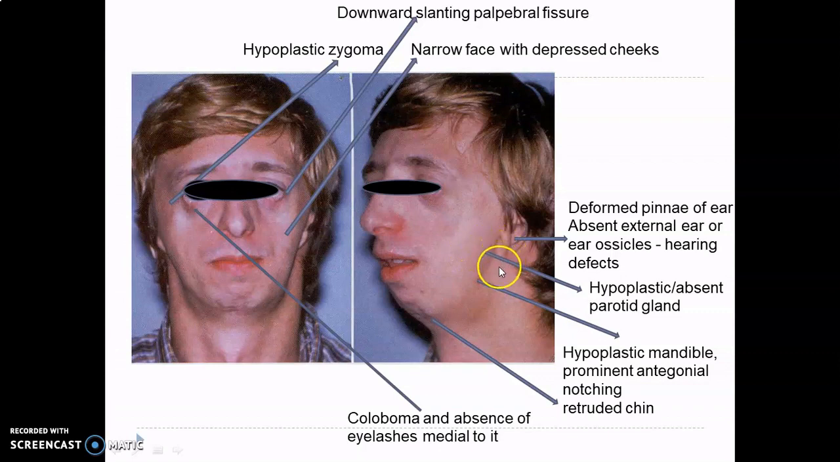And there is hypoplasia or absence of the parotid gland. There will be a hypoplastic mandible with prominent antegonial notching and a protruded chin.